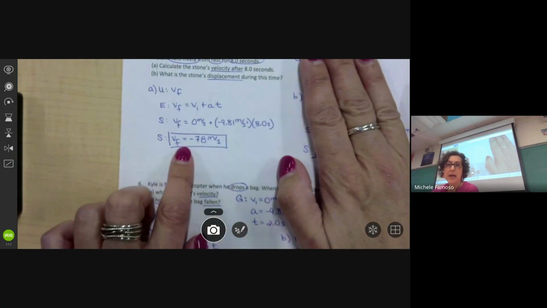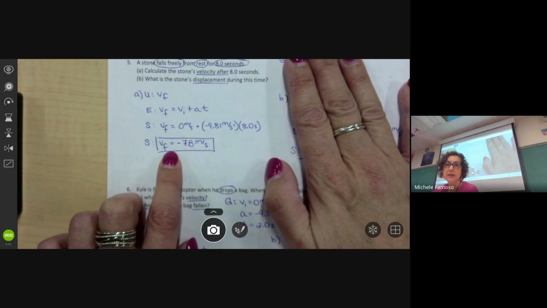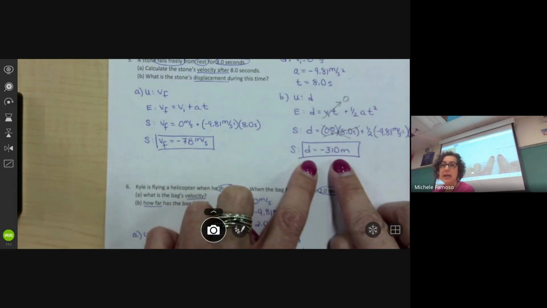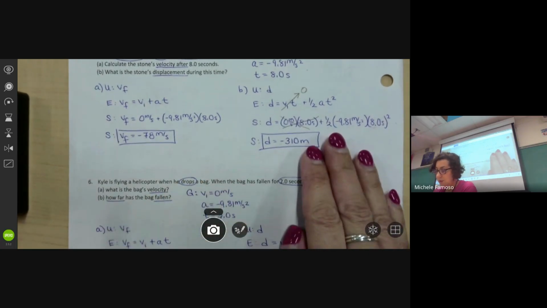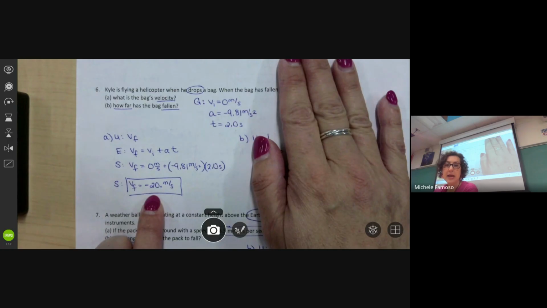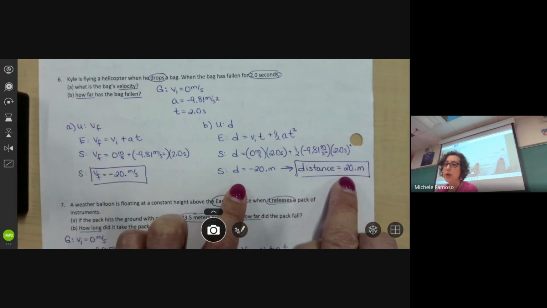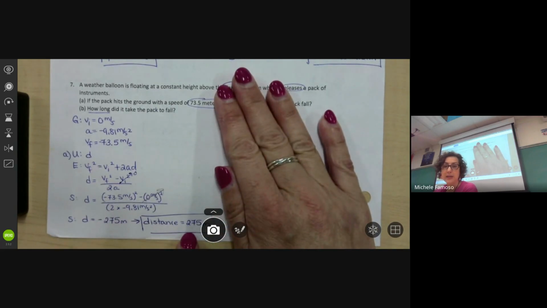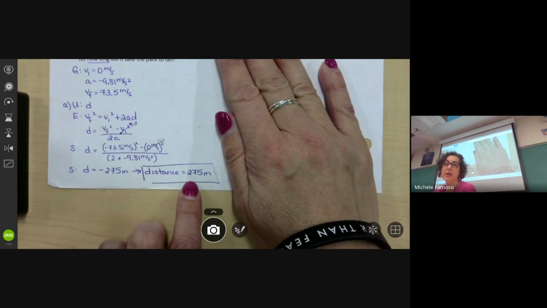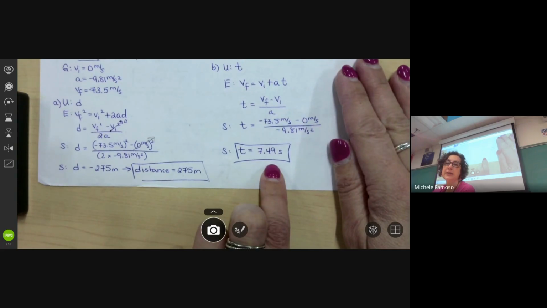Number 5A is negative 78 meters per second. Part B is negative 310 meters. Number 6A is negative 20 meters per second. Part B is 20 meters. Number 7A is 275 meters. And B is 7.49 seconds.